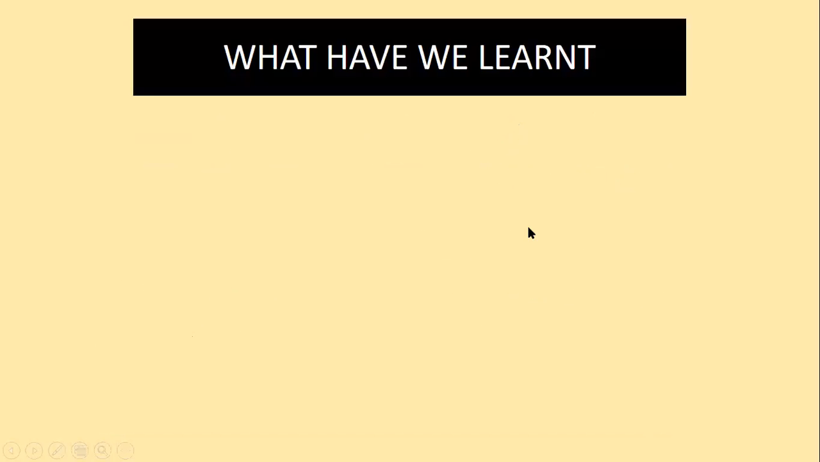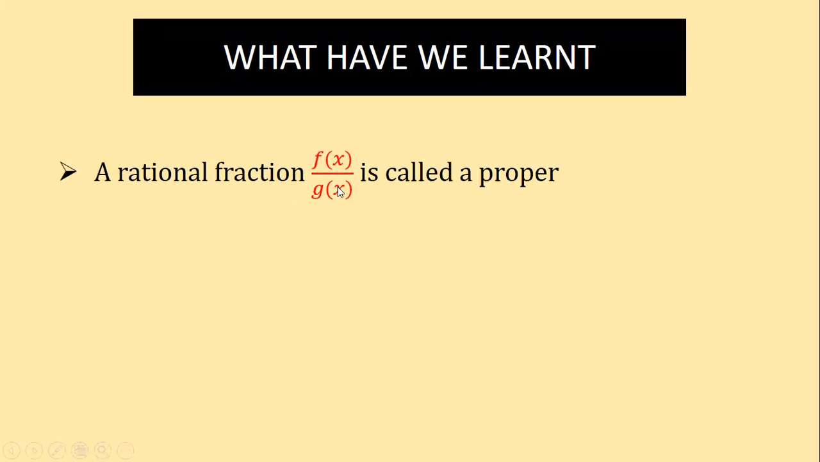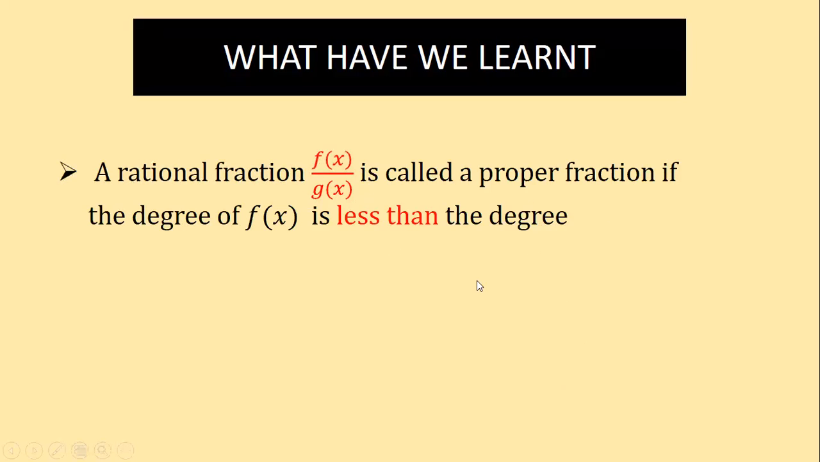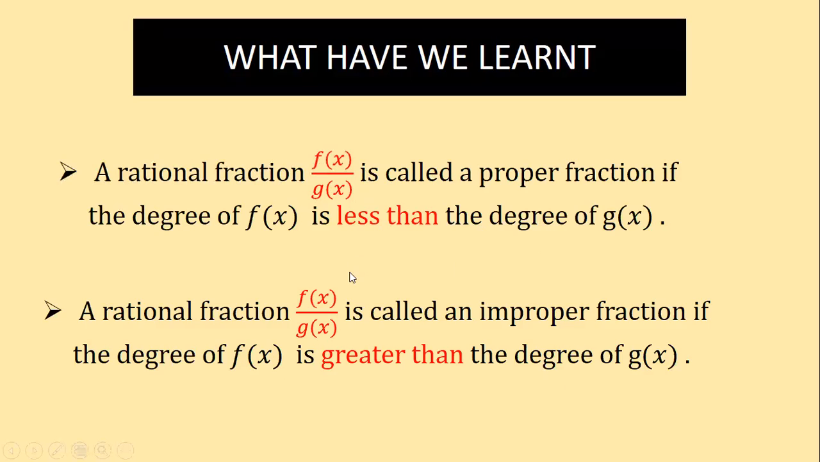Now let us see what we have learned in today's class. So what is a rational fraction? What we learned in the beginning of the class, children, is that a rational fraction is called a proper fraction if the degree of f of x is less than the degree of g of x. And what is an improper fraction? If the degree of f of x is greater than the degree of g of x, then it is called an improper fraction.